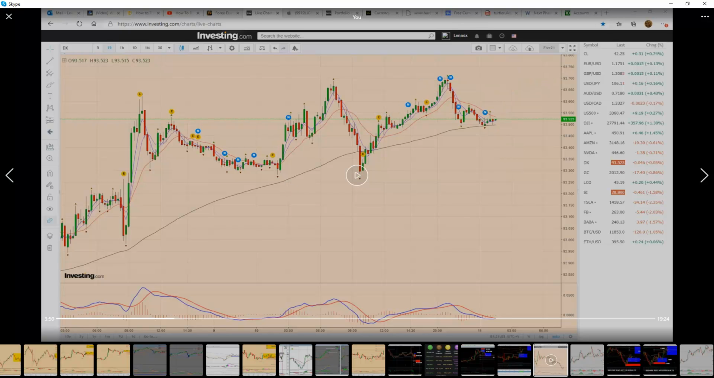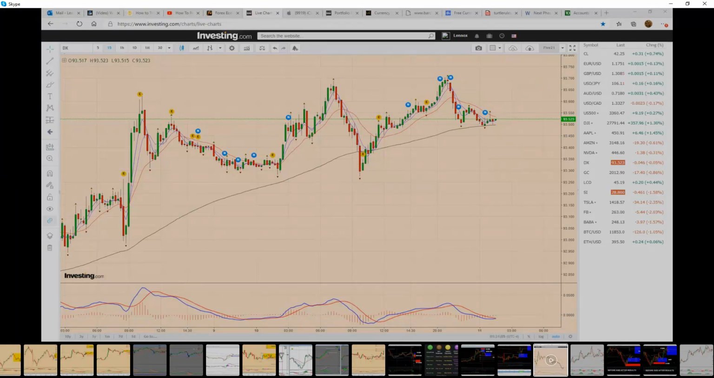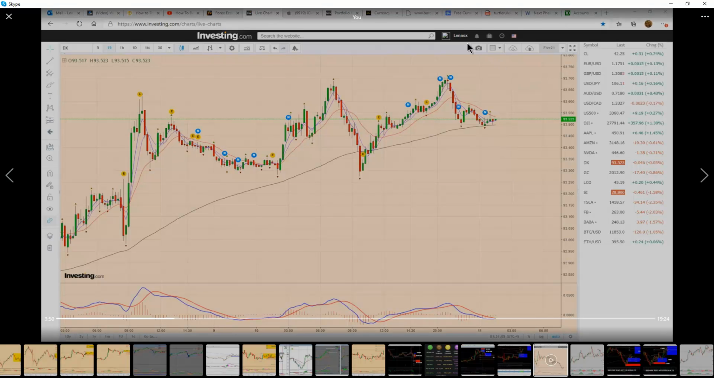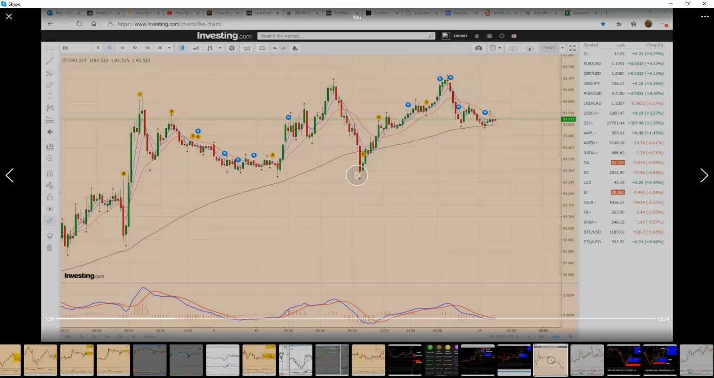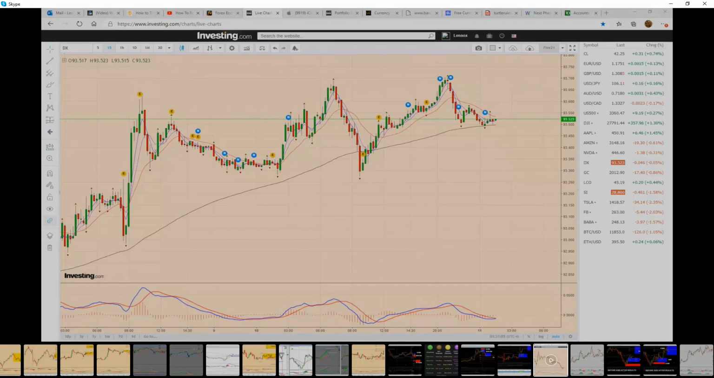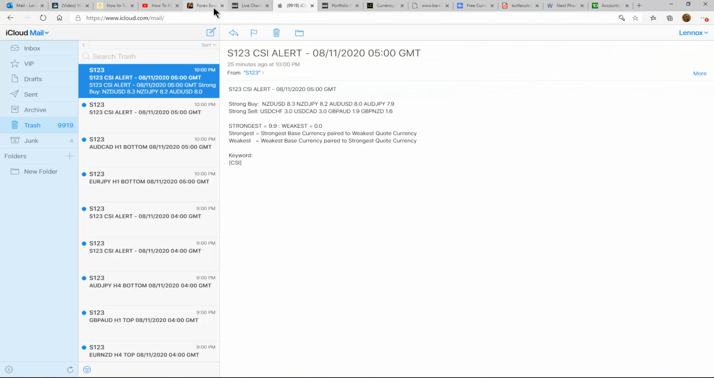That was my take and analysis on the US dollar futures index from last night. Let's take a look at how it played out. Let me bring up that chart of the US dollar futures index.